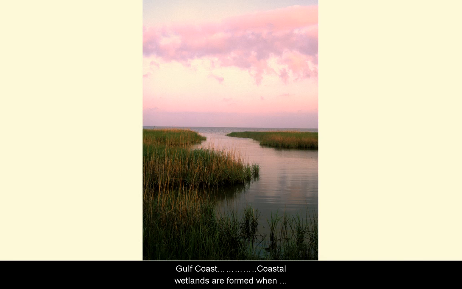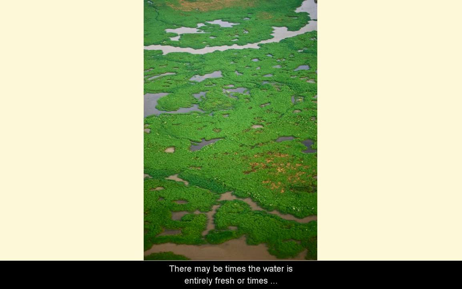Next are Gulf Coast wetlands. These are coastal wetlands that are formed when saltwater and freshwater mix. Salinities vary widely as freshwater inflow to coastal areas can go up and down. There may be times the water is entirely fresh or times when the salinity can be even greater than in ocean water. These wetlands can form in depressions in the land near the coast's bays and estuaries.